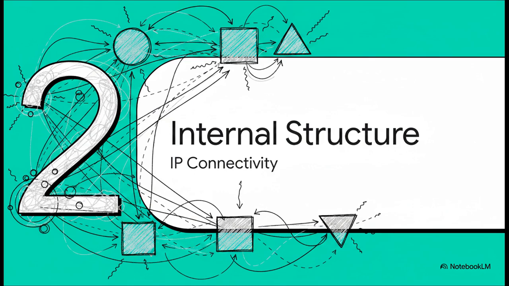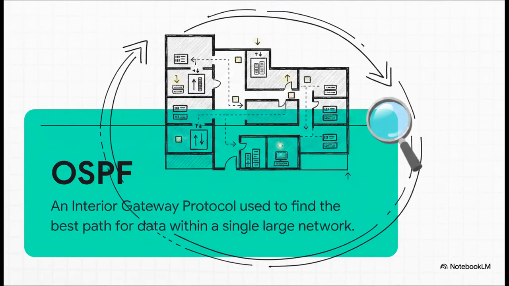All right, our foundation is poured. All the devices are connected and organized into their own little groups. Now it's time to actually build the internal framework. We've got to teach all these separate groups how to talk to each other across the entire company. And that is what IP connectivity is all about. To pull this off, we use a routing protocol. And for a big internal network, the go-to choice is almost always OSPF.